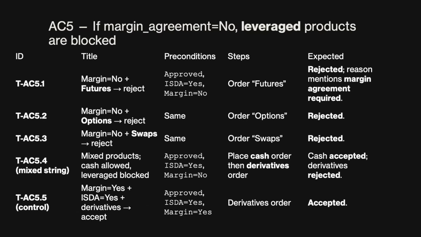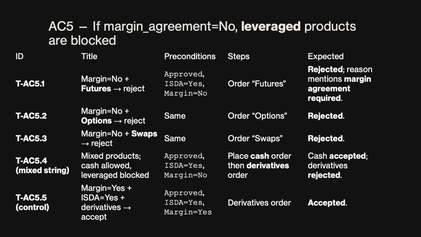Acceptance criteria 5. If margin agreement is equal to no, leveraged products are blocked. So what this rule enforces: if a client's margin agreement equals no, they cannot trade leveraged products. We hold ISDA equals yes on these tests to isolate the margin gate from the ISDA gate we proved in AC4. How we prove it.